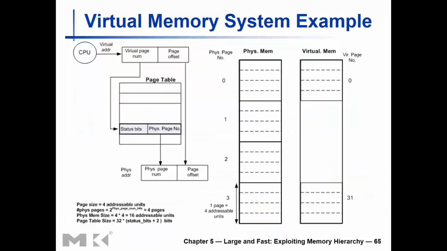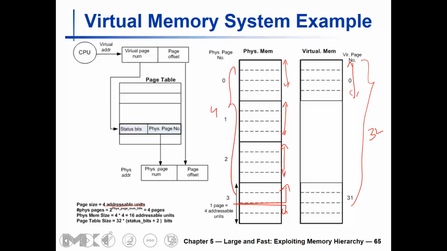So let's take an example here. This example shows a page size of 4 addressable units. This is a page here, this is a page here, this is a page here, and this is a page here, etc. Obviously, I can see here I have 32 pages in my virtual memory. This is, of course, a simple example, and 4 pages in my physical memory. So my physical memory is smaller than my virtual memory. So here, my physical pages equal 4 pages.